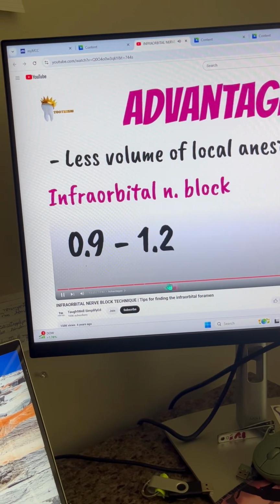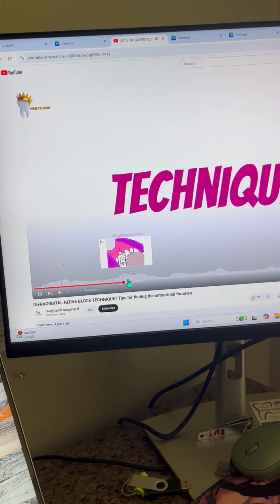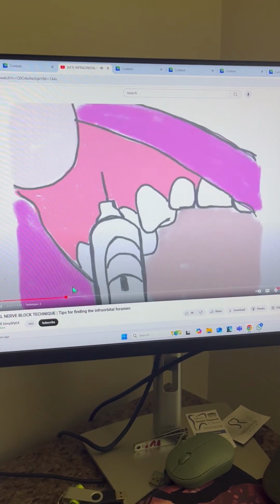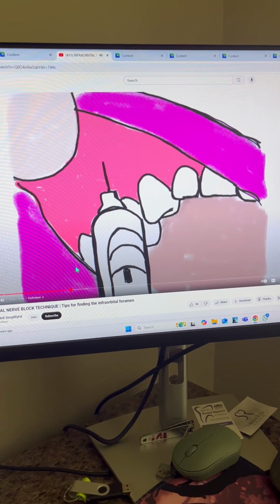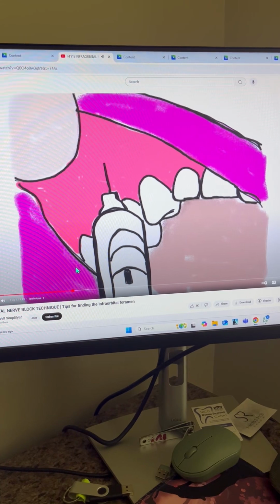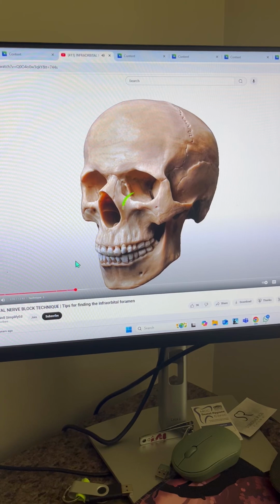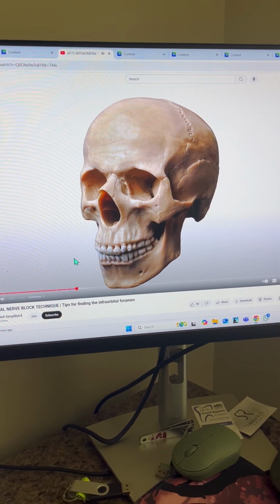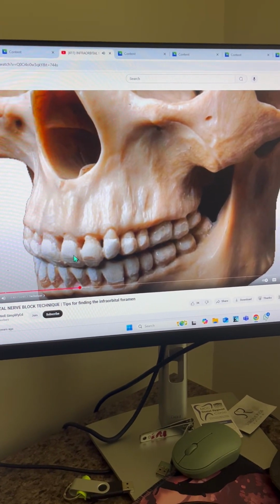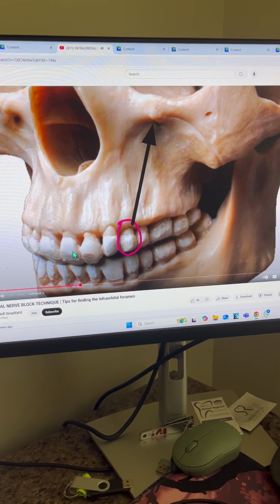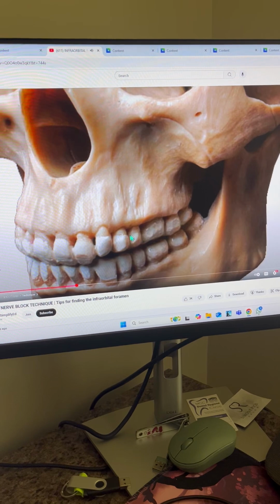We need only 0. So the tooth to achieve the block, we use a 27 gauge long needle. The area of needle insertion is the height of the mucobuccal fold over the first premolar. You may wonder why we can't go over any other tooth. Actually, we can reach our target area, which is the infraorbital foramen, from any tooth from the second premolar to the central incisor. But if we go from the first premolar, we get the shortest route to this target area. So that's the reason we insert the needle over the first premolar.